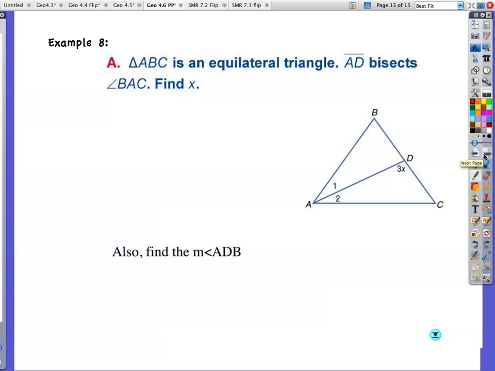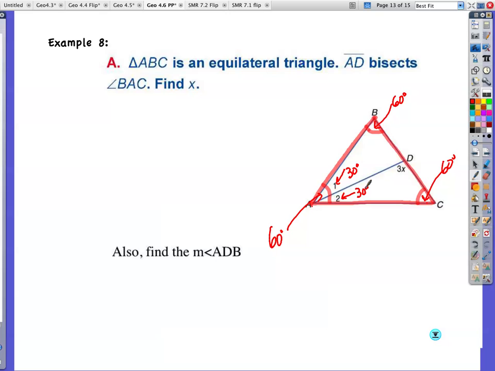Triangle ABC is an equilateral triangle. So I can't really put all those little markings in there. I'm just going to highlight this to say all of these are congruent. So we have congruent angles. And then it says AD bisects angle BAC. So this angle right here has been bisected. So let's think, the whole angle is 60 degrees. But if it's been bisected, angle 1 has to be 30 degrees. Angle 2 has to be 30 degrees.